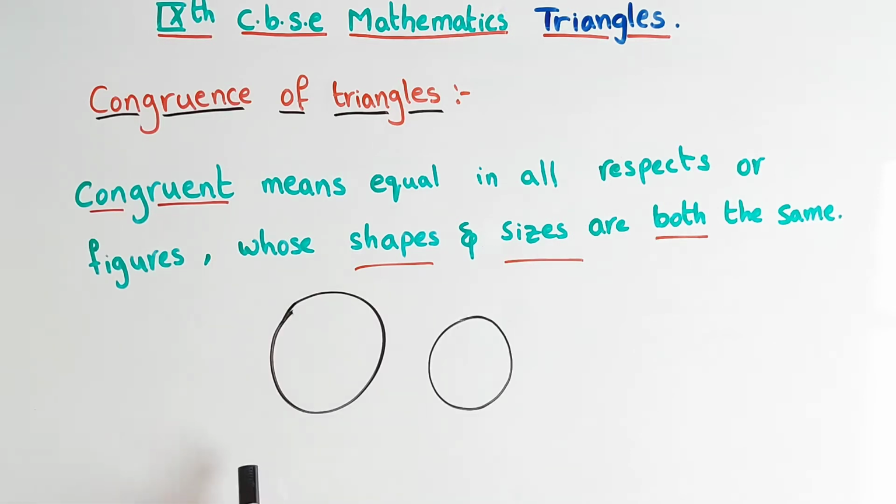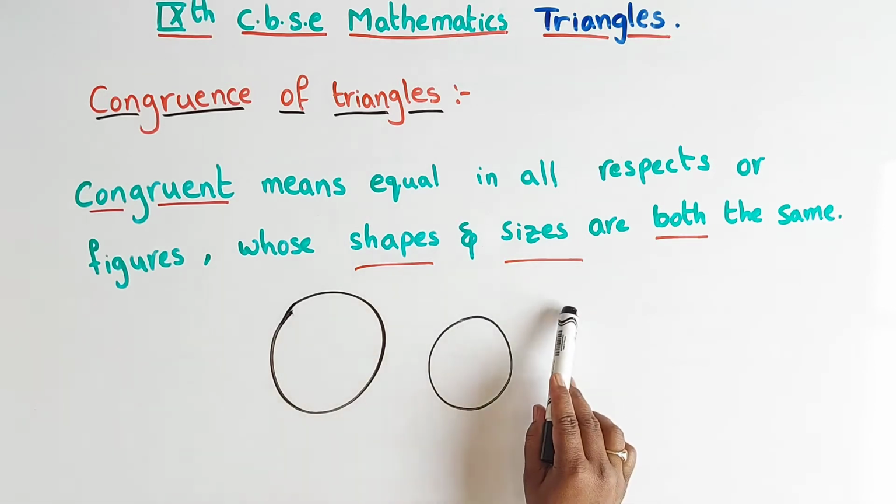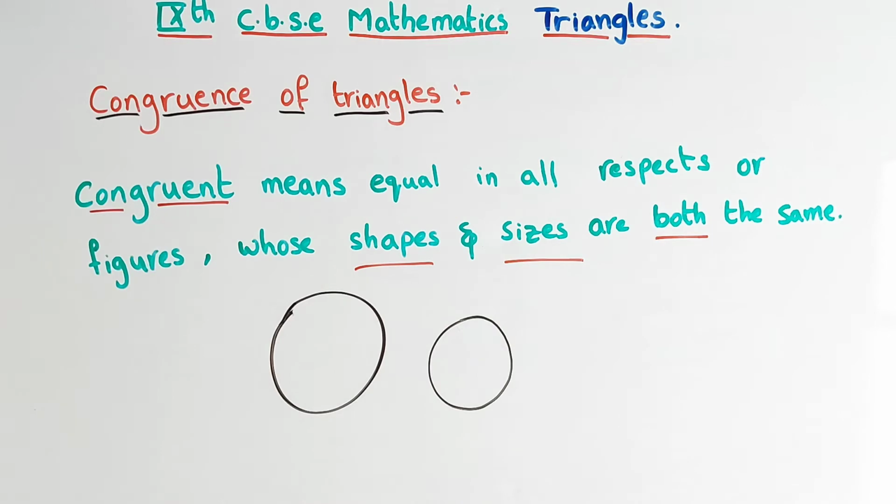Now see here. I draw 2 circles here. Both are congruent. See this shape and size and this shape and size. Right? Shapes are same only. Both are circles. But sizes, this is big circle and this is small circle. So these are not congruent. Congruent means shapes and sizes also should be same.